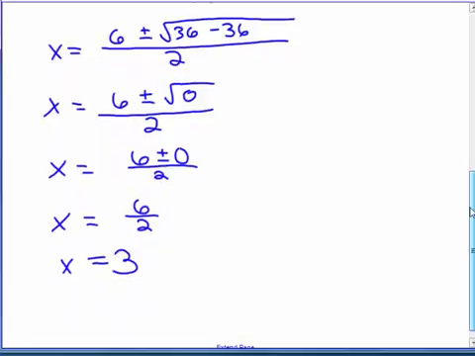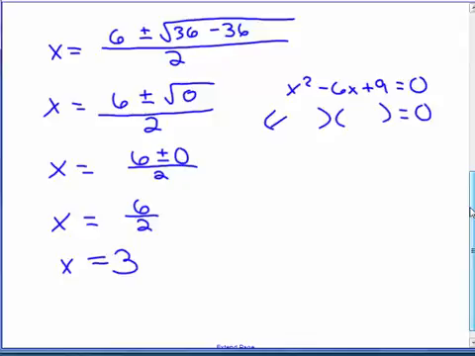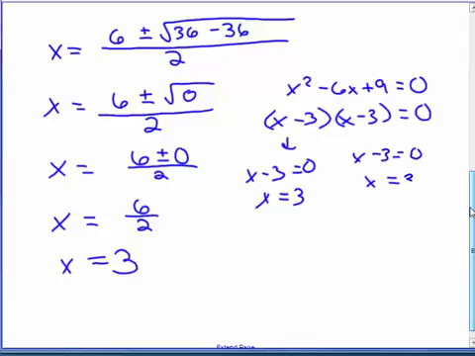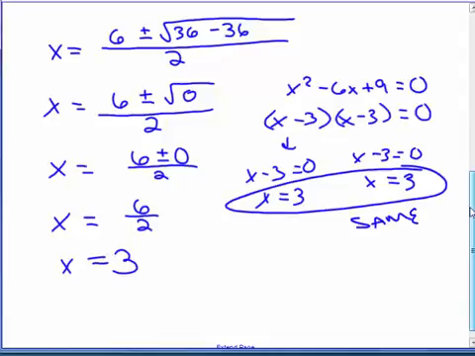Now, if I was doing this, is there another way to solve it? Yeah. I could just factor this, and watch what happens when I factor. This is going to be x minus 3, x minus 3. When I solve these, now x minus 3 equals 0, so x equals 3. Solve this one, x minus 3 equals 0, x equals 3. So I get 3 twice. I get the same answer here. So what's known as a double root?